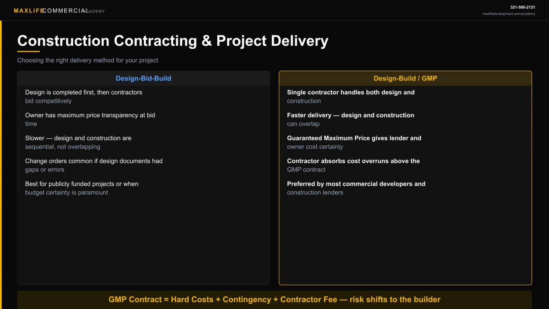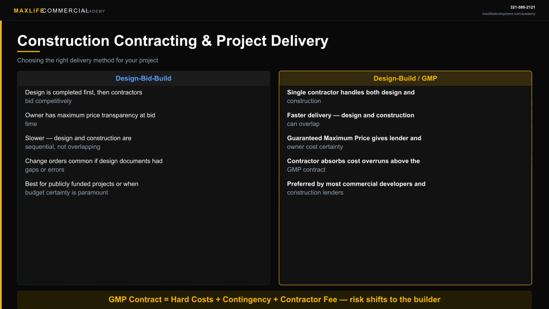The advantage is price competition. You know your construction costs before you start. The disadvantage is time. You cannot start construction until design is fully complete, and that sequential process can add months to your schedule. The preferred approach in commercial development today is design build, or a guaranteed maximum price contract, GMP for short.